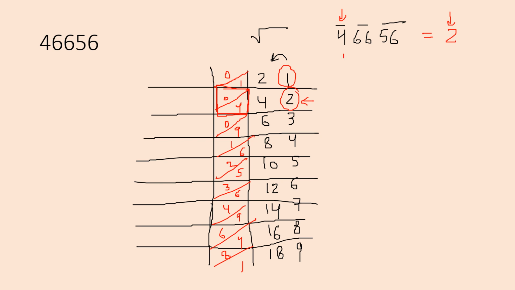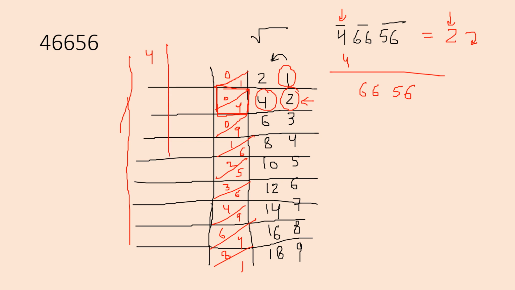So what is left? 6656, right? Now, what is the double of this? Which is 4. So we have to write the multiplication table of 4, right? So for that, again, make the table. So how can we do that? Again, that diagonal value form.